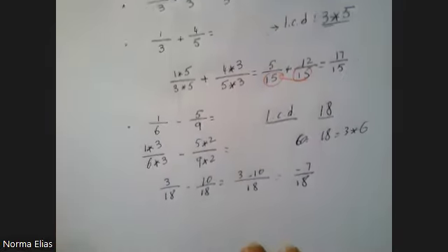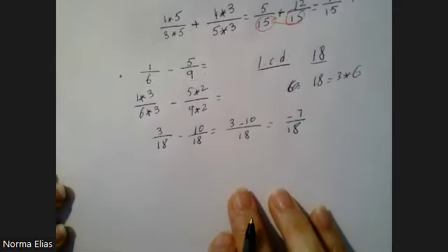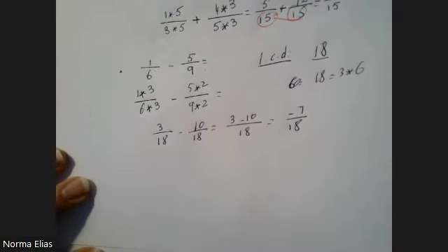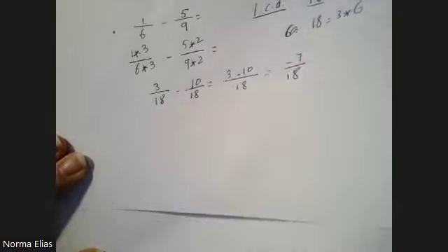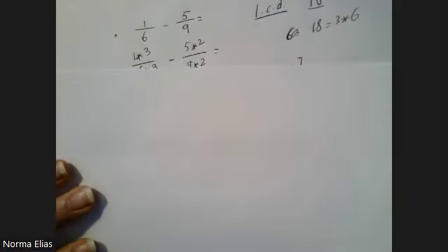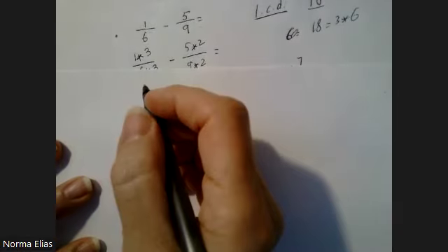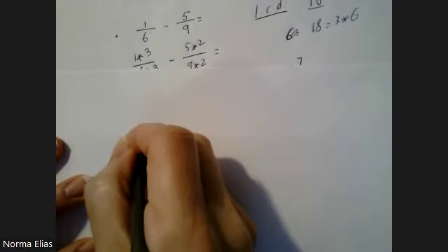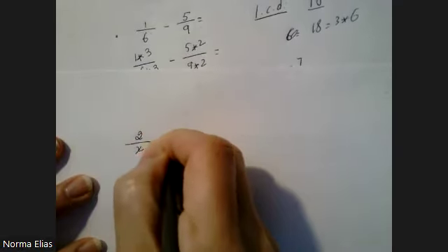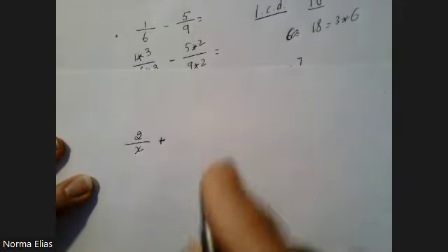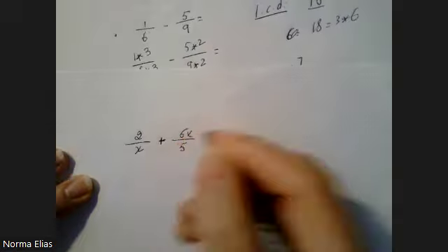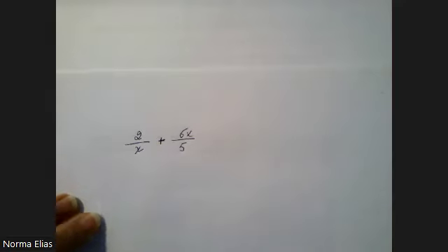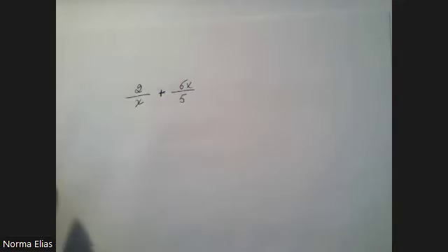Okay. All right. Now let us move a little bit to variables because that's the idea in this course. Just work with variables. So suppose I give you the following expression: 2 over x plus 6x over 5. And the question is, add this expression and simplify.